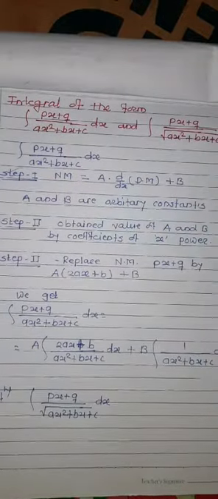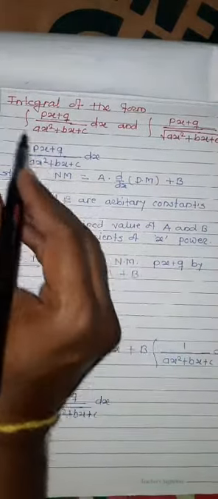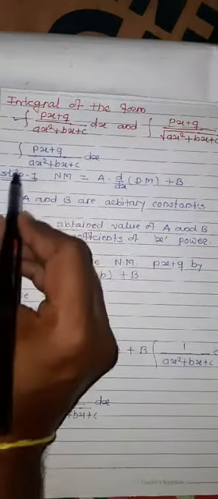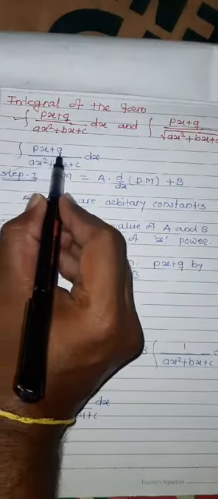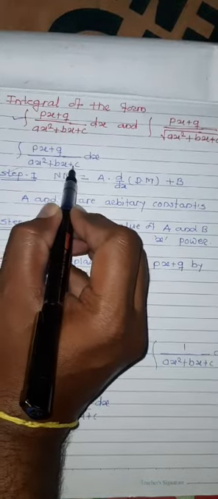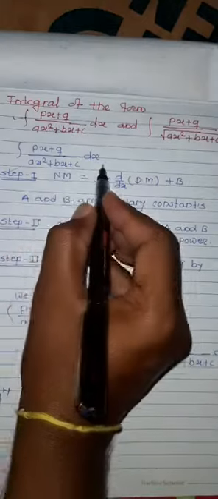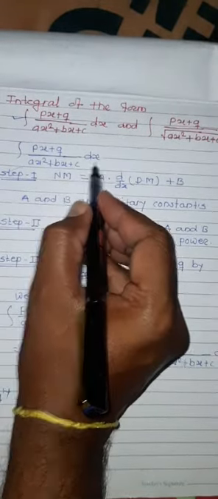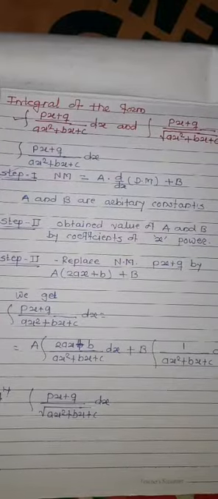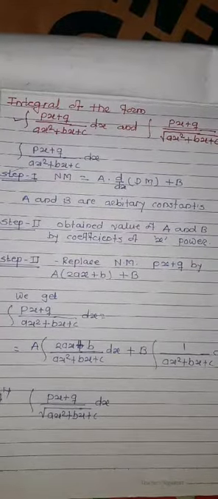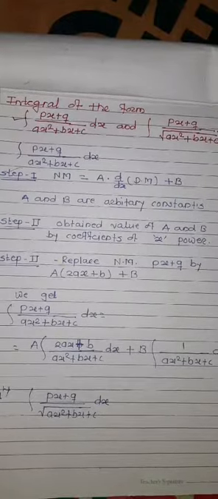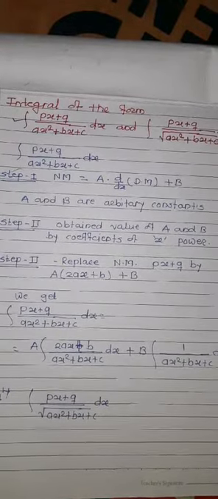Okay, for the solution of this, take the first integration form: the integration of (px + q) divided by (ax² + bx + c) dx. How to solve this integration? First we have to understand what steps are involved in the solution of an integral of this type.